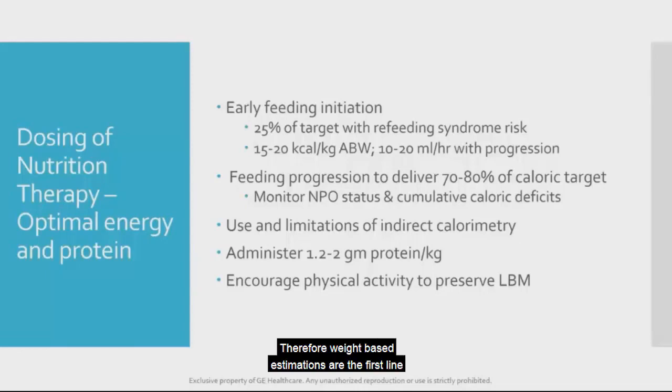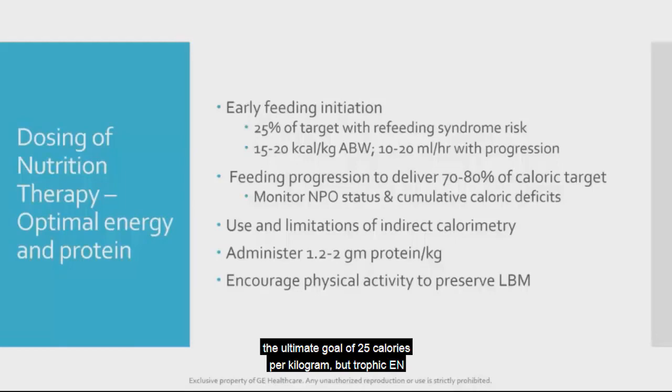Therefore, weight-based estimations are the first line of therapy for determining energy needs, starting with 15 to 20 calories per kilogram and evolving up to 20 to 30 calories per kilogram in order to optimally feed these patients. By starting at a lower target of 25% of calorie needs in refeeding syndrome malnourished patients, then you can ease into the ultimate goal of 25 calories per kilogram.